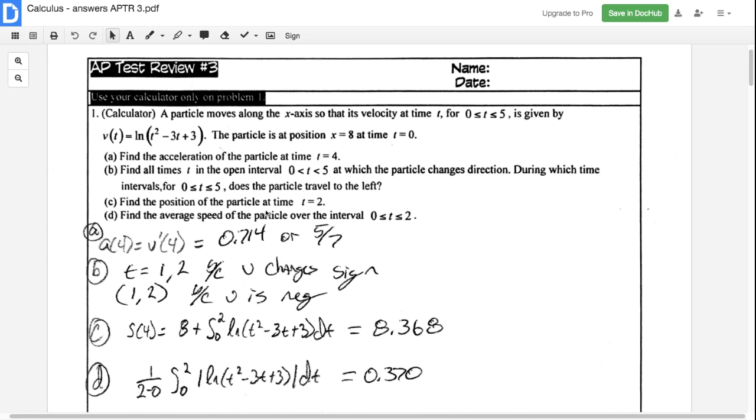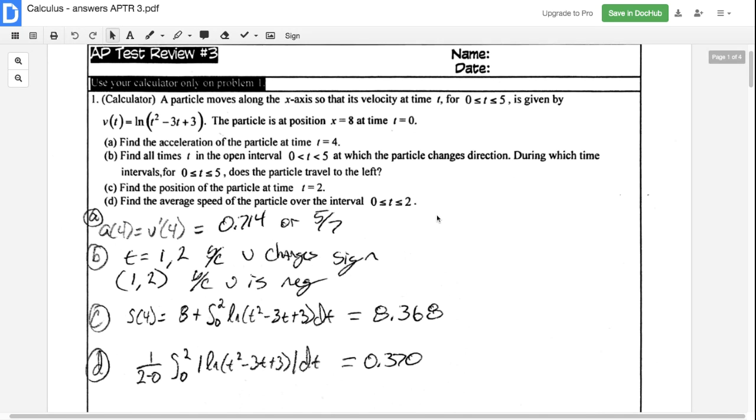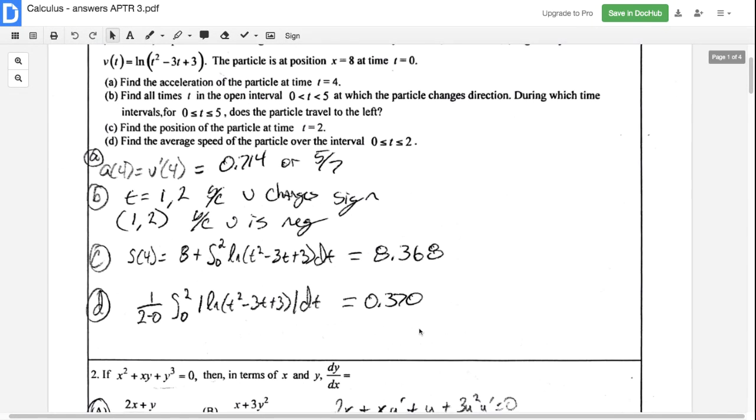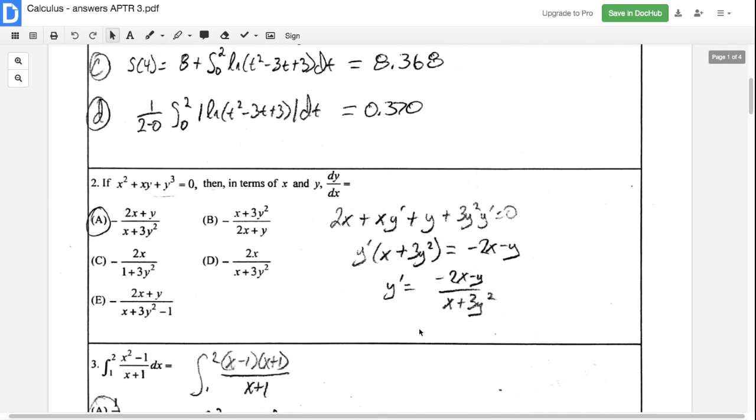Find the average speed of the particle over the interval from 0 to 2. Again, when you see that word average, I've got that 1 over b minus a out front. And remember, we talked about several times that speed is the absolute value of velocity. There's my velocity. So I want to integrate the absolute value of velocity. Remember, to get the absolute value, that button is to the right of the 9 button on the calculator. I punch that in, that gives me 0.370. So that's my average speed between 0 and 2.